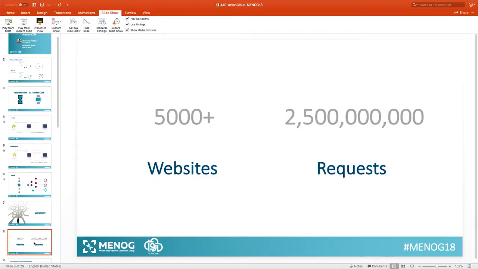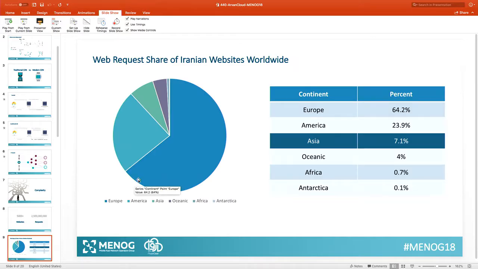Here, I'm going to jump in to show you some stats from our CDN. For the past 24 hours, 2.5 billion requests have been collected from over 5,000 Iranian websites. I'm going to show you the foreign web request share of these Iranian websites in the world. As you can see, Europe with 64% is at the top, and after that, America and Asia are below Europe, and we're going to go deeper and take a look at the Asia share in detail.